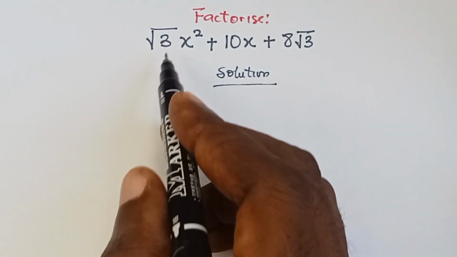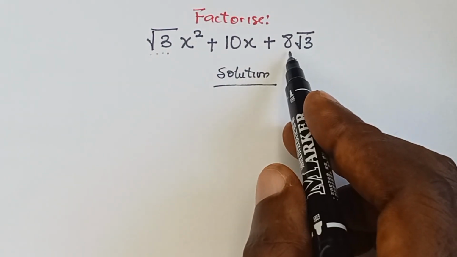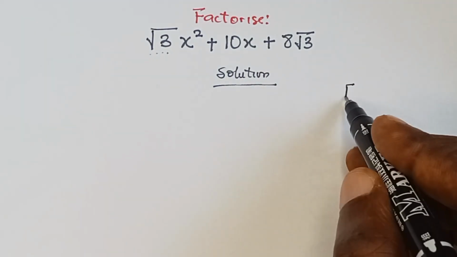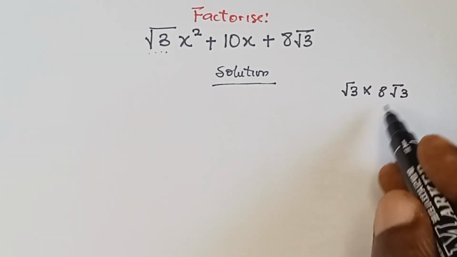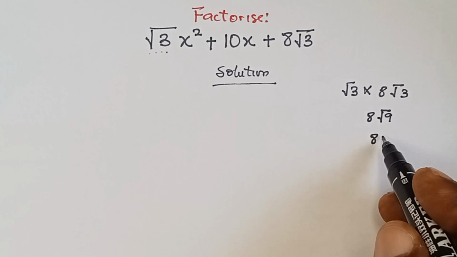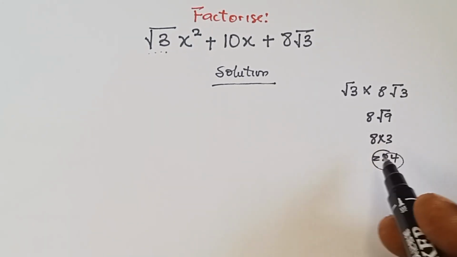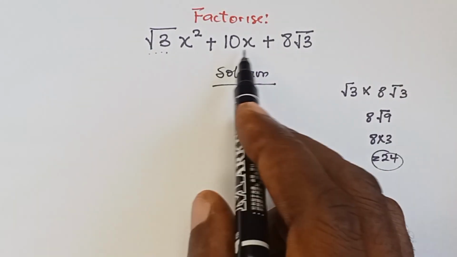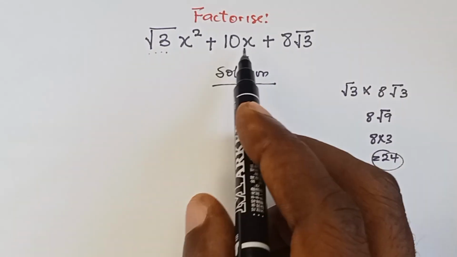Okay, the first thing we do is to multiply this root 3 and our constant 8 root 3. Root 3 times 8 root 3 will give us 8 root 9, which will give us 8 times 3, and that is 24. Now we have to look for factors of 24 that will give us 10 when we add. Factors of 24 that will give us 10.